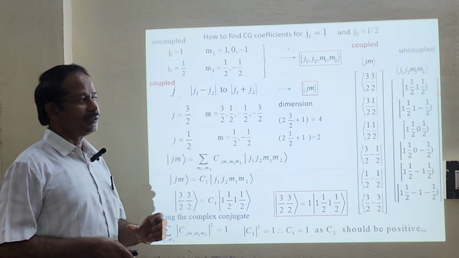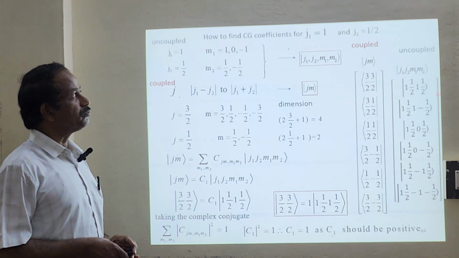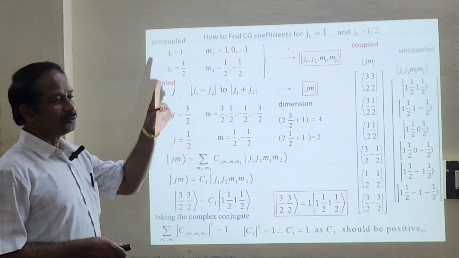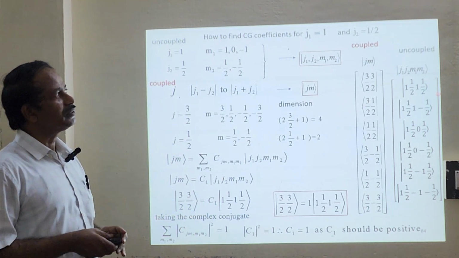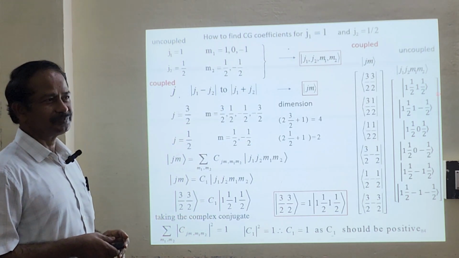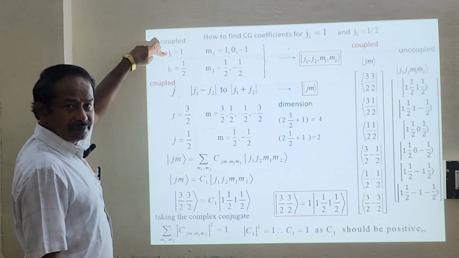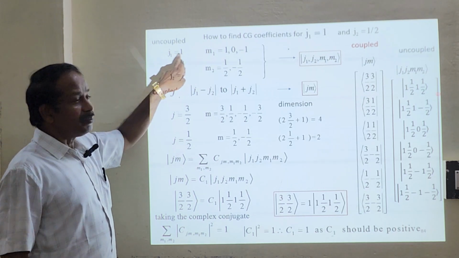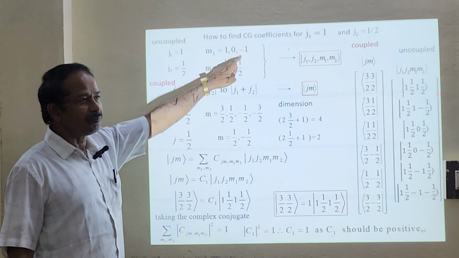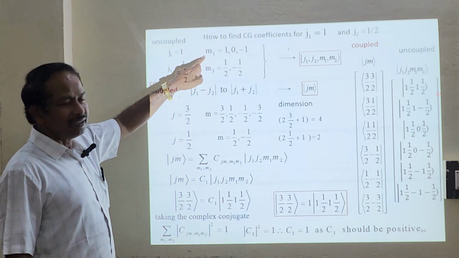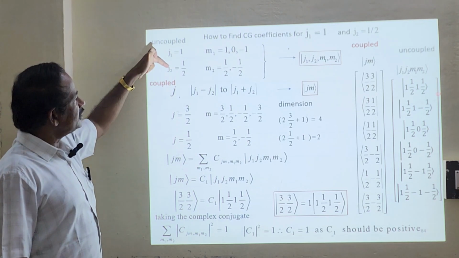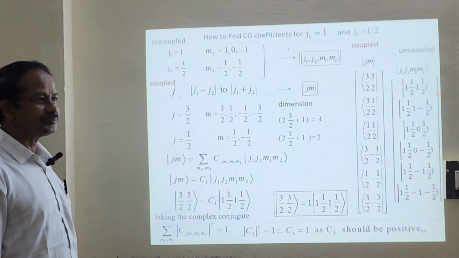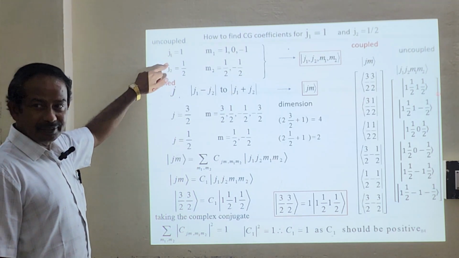Now we will go for one simple problem: how to find the Clebsch Gordan coefficients for J1 equal to 1 and J2 equal to 1 by 2. For J1 equal to 1, your M1 will go from minus J1 to plus J1, so you will have 1, 0, minus 1. Very simple. M1 will be 1, 0, minus 1. And if J2 equal to 1 by 2, your M2 will be 1 by 2 and minus 1 by 2. This is for the uncoupled one.